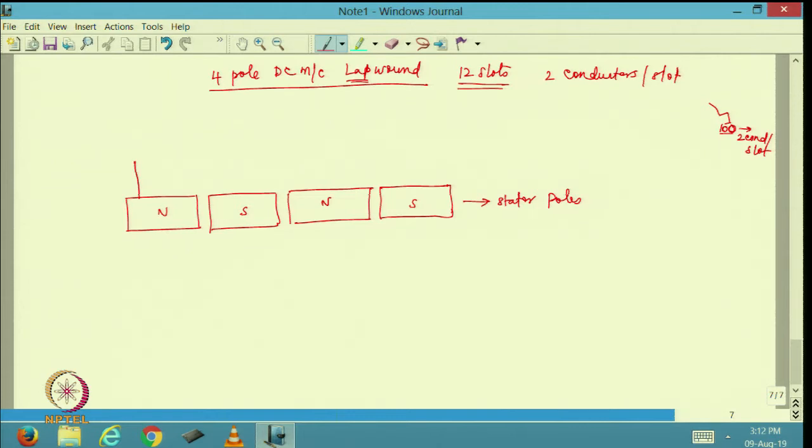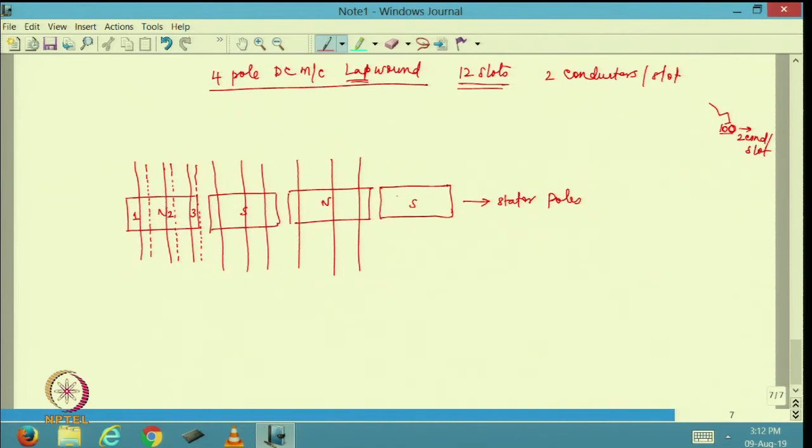So let us say I am going to have a conductor here, another conductor here and a third conductor here. I have to show the back coil and front coil. So I am going to have the back conductor dotted and the front conductor solid. So I am essentially showing conductors like this. This is how the conductors are. So this is 1, this is 2, this is 3. And similarly, I am going to have 4, 5, 6, 7, 8, 9, 10, 11, 12.